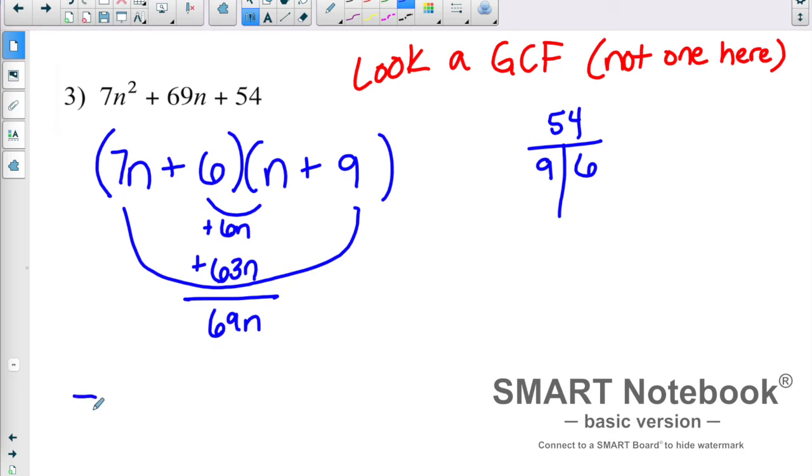This would just factor again into 7n plus 6 times n plus 9.